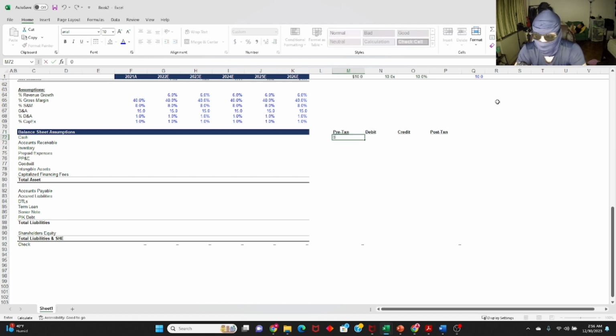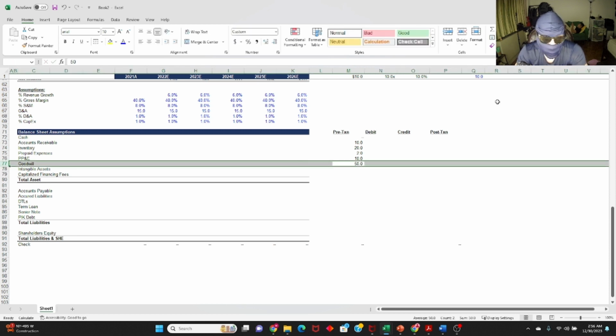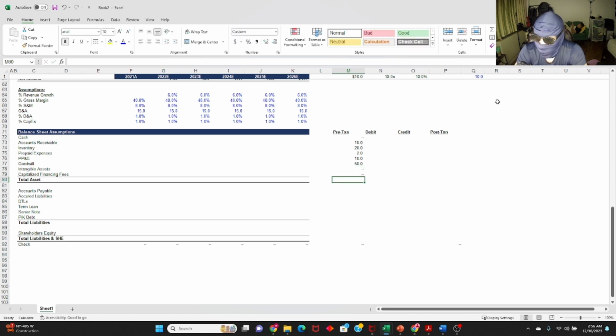On your pre-transaction balance sheet, you have no cash because it's on a cash-free, debt-free basis. You have accounts payable of 10, inventory of 20, prepaid of 2, PP&E of 10, goodwill of 50. And then you have no intangibles and no capitalized financing fees as a result. And for your liabilities, you just have two things here. And then you have 85 for your shareholders' equity.